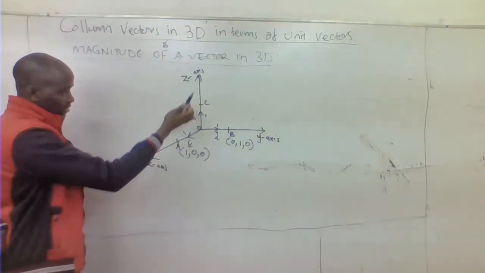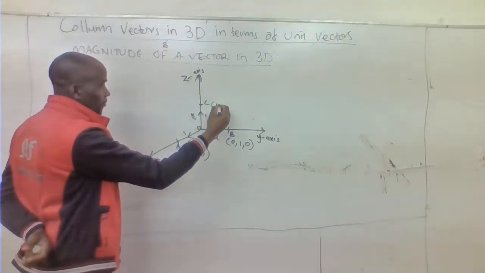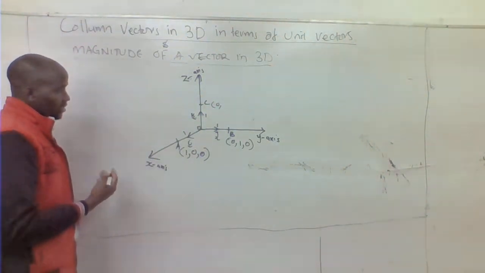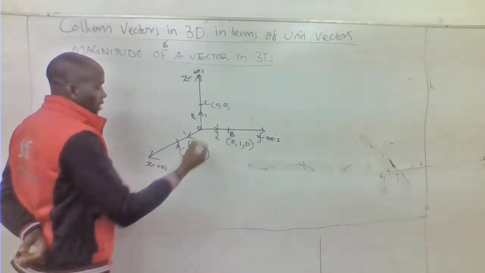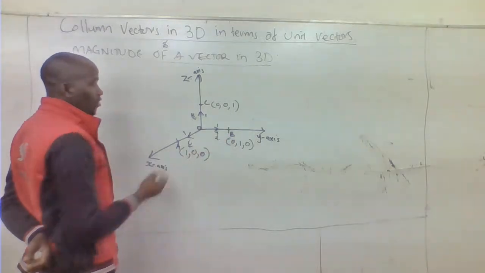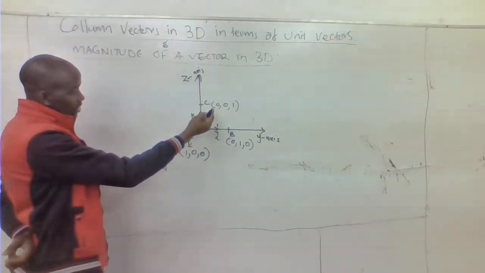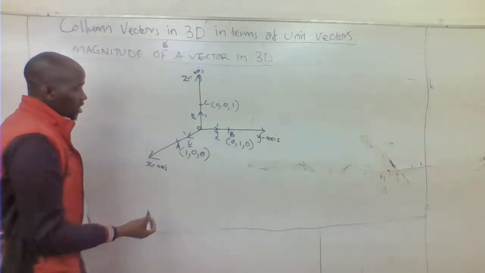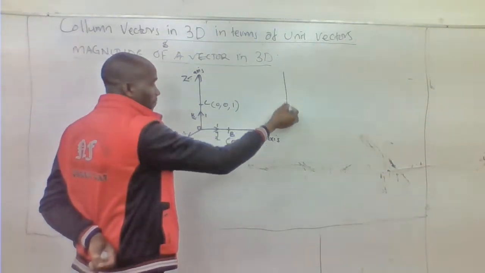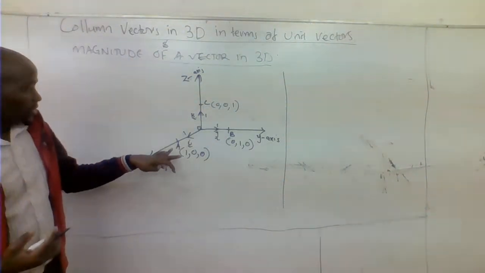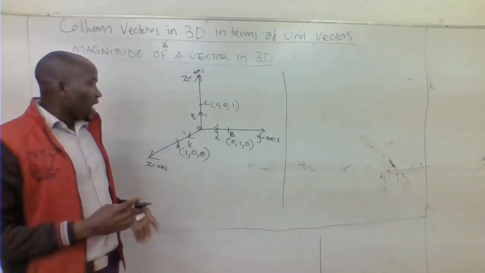Then we have point C. Displacement along the x-axis of point C is 0. Displacement along the y-axis is still 0, but displacement along the z-axis is now 1. So the coordinate of point C is 0, 0, 1. So we have now gotten the three coordinates of points A, B, and C.